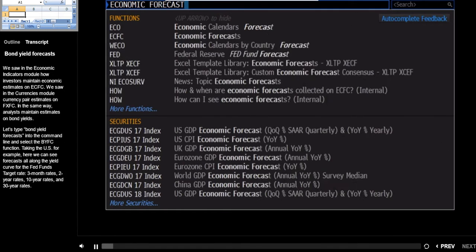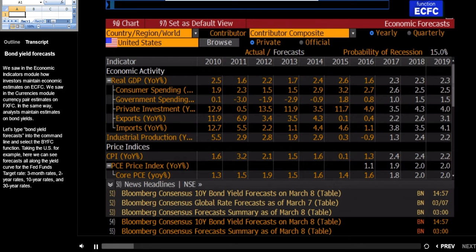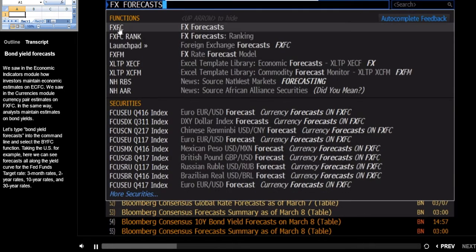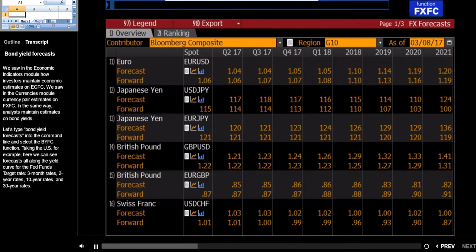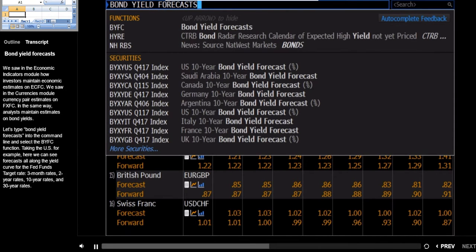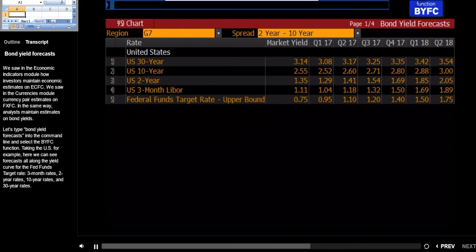We saw in the Economic Indicators module how investors maintain economic estimates on ECFC. We saw in the Currencies module currency pair estimates on FXFC. In the same way, analysts maintain estimates on bond yields. Let's type bond yield forecasts into the command line and select the BYFC function. Taking the U.S., for example, here we can see forecasts all along the yield curve for the Fed funds target rate, 3-month rates, 2-year rates, 10-year rates, and 30-year rates.